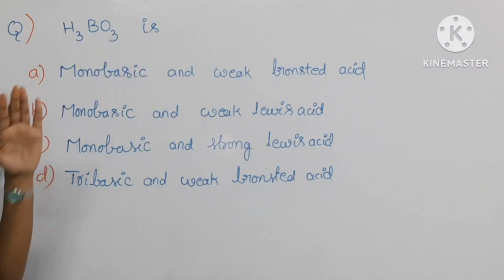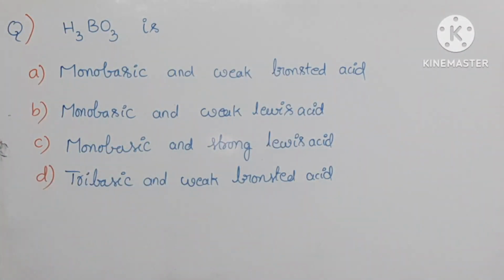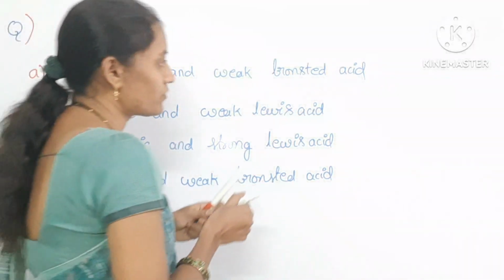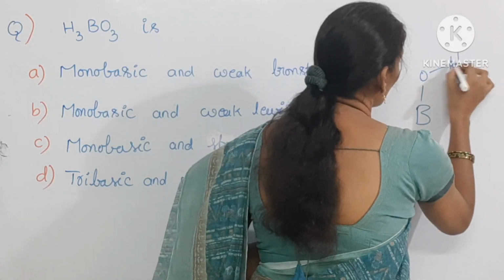H3BO3 is what? It is also known as hydrogen borate. If you take its structure first, then you can easily answer this question.